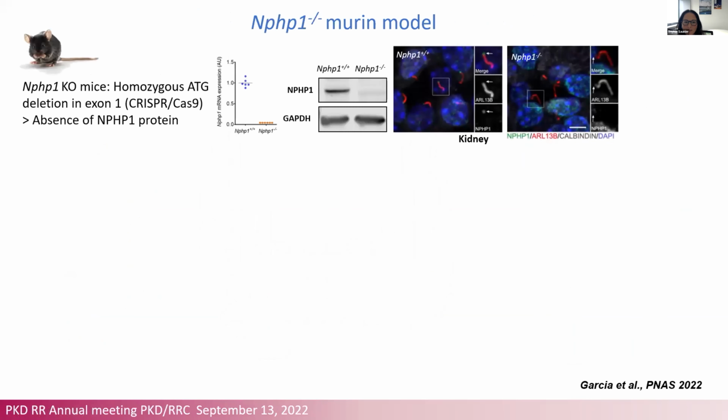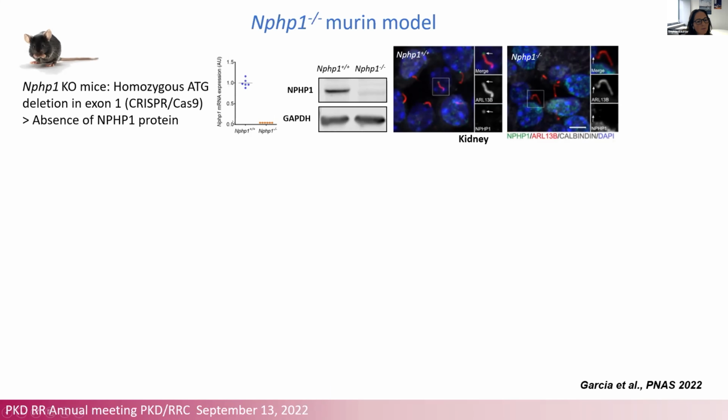So now the idea was to validate the beneficial effect of this treatment in a model in vivo. There is no good NPHP1 mouse model that exists. So we generated one knockout mouse using a CRISPR-Cas approach, where we performed a homozygous deletion of the ATG in exon 1.